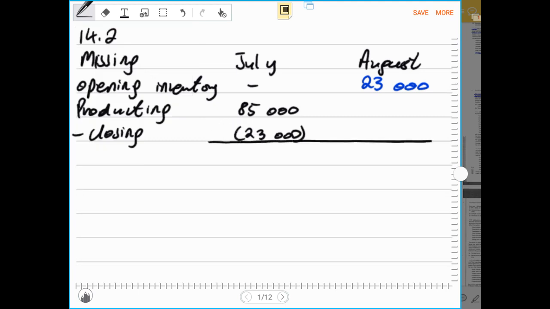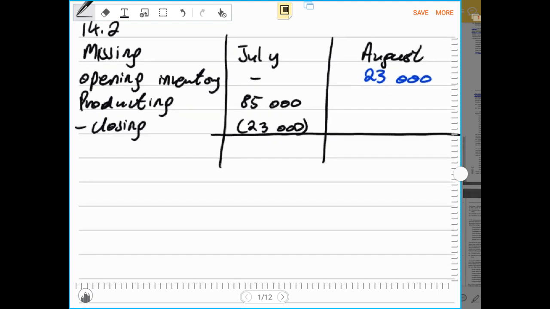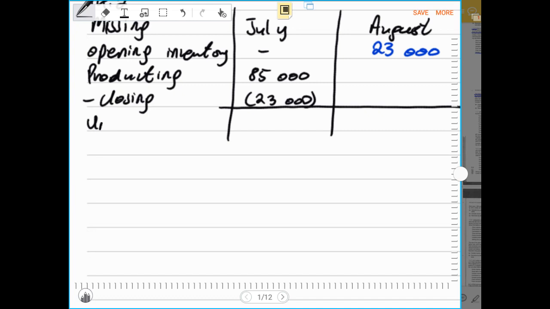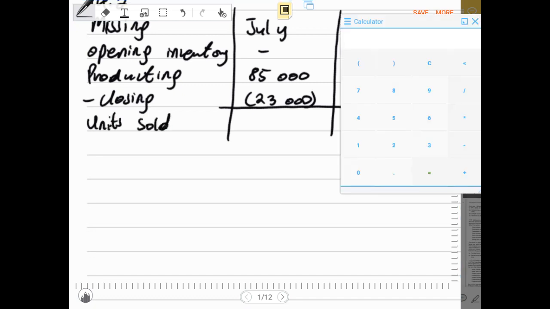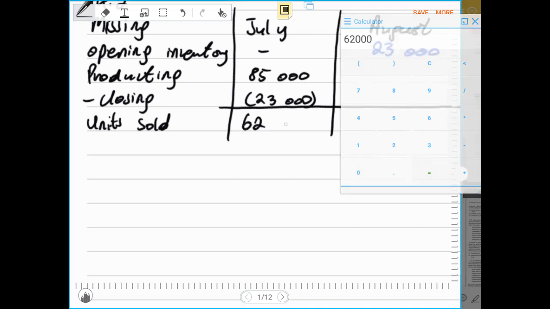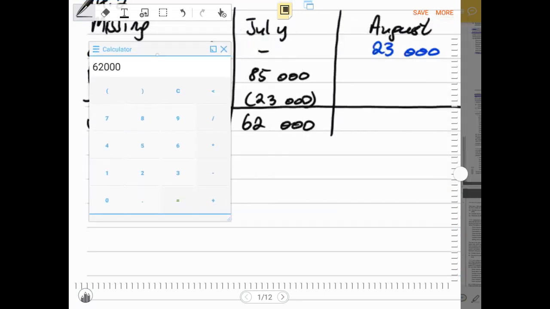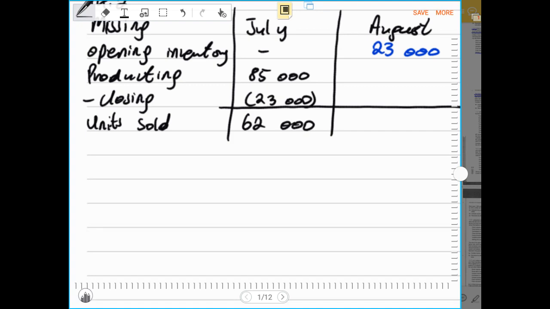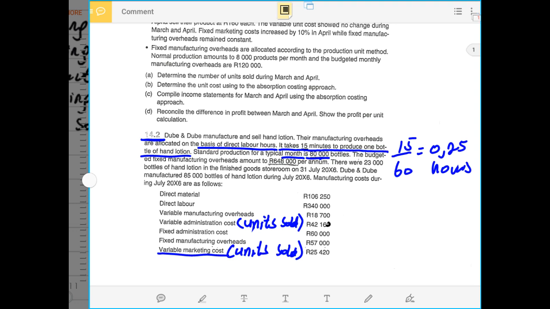Then we draw a line so that we are able to structure our work perfectly. Therefore this will give us the number of units that were sold. To calculate our units sold, we need production, in the case of July, minus 23,000 units, and this will give us 62,000 units that were sold in the month of July. So now let us go to the month of August so that we check how many units were produced in the month of August.